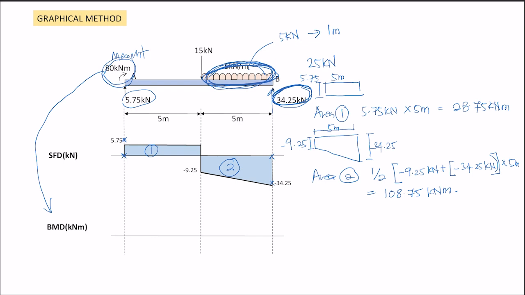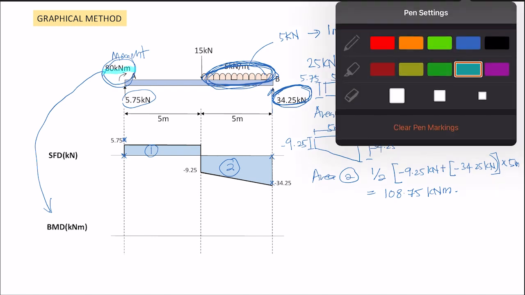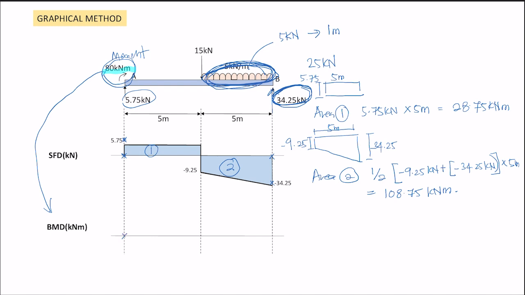Okay, over here you look, there is a moment. Okay, on top there is 80 kilonewton meter. So we must include it in the bending moment because it is a moment. We start with zero, but at this point it will go up because of the 80 at point A, the value will change here, at this point. So 80, okay, it is clockwise. So the value is positive, 80.